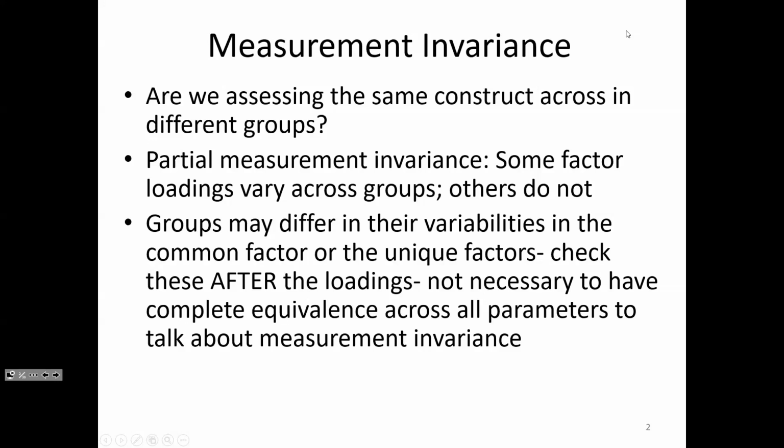Because if the measurement instrument doesn't function the same way, then you really are comparing apples and oranges. It's not fair to say, oh, these two groups are different in terms of their motivation, if the construct of motivation doesn't even function the same way across the two groups, right? That's kind of what we're getting at. So whatever two groups you want to be talking about, those are the groups that you need to look at for measurement invariance.